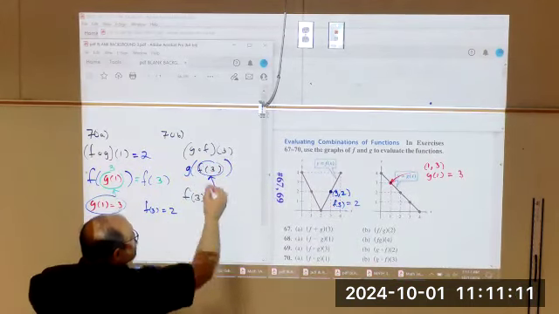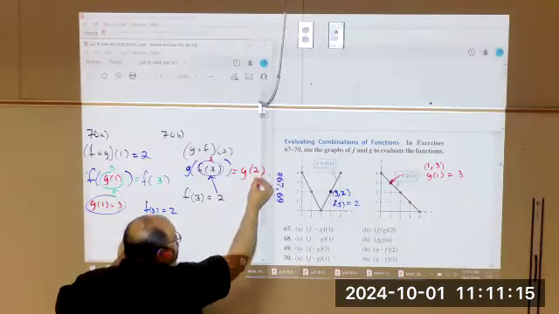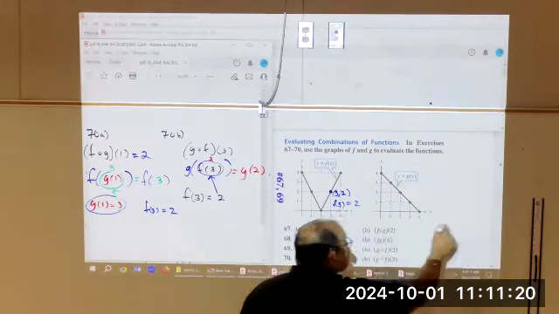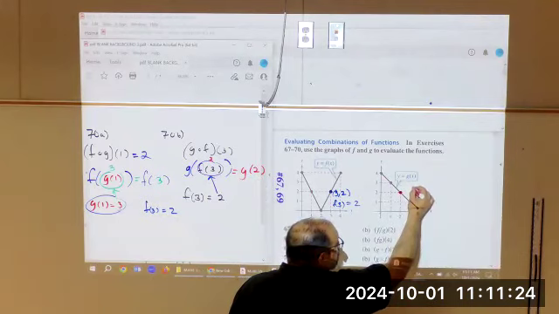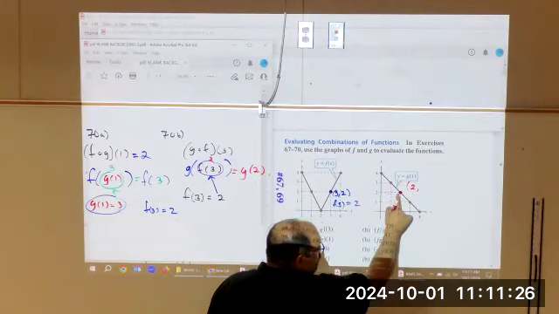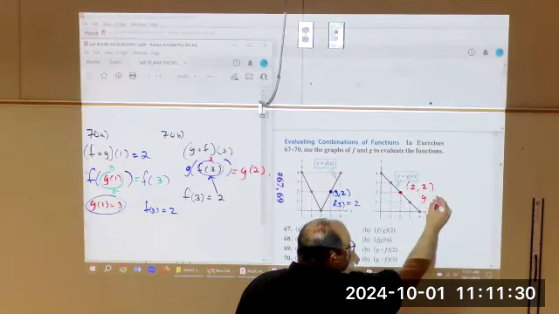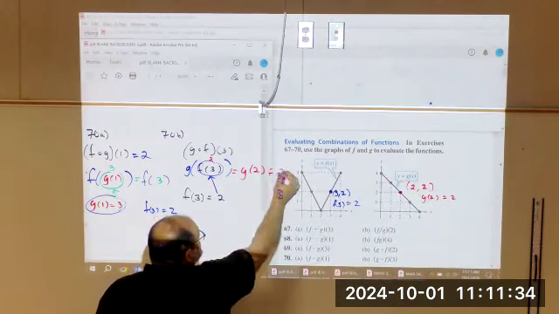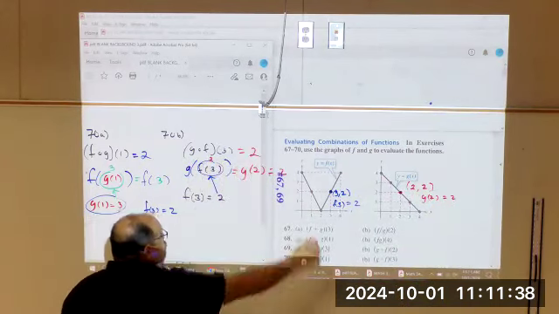So that's now G of 2. So we're doing G of 2 now. So we go back over to the picture of G. When 2 goes in, what's this Y value? 2. So G of 2 gives us 2. So G circle F of 3 equals 2.